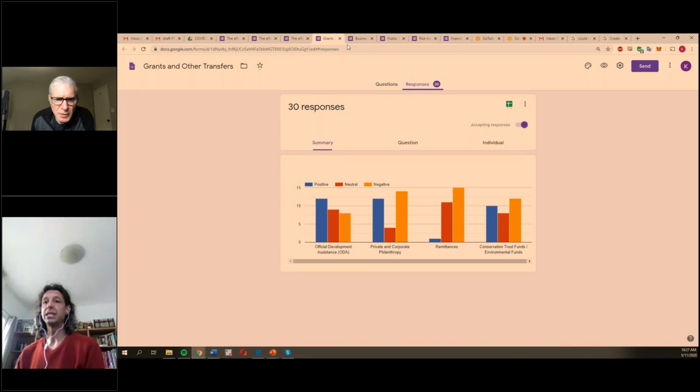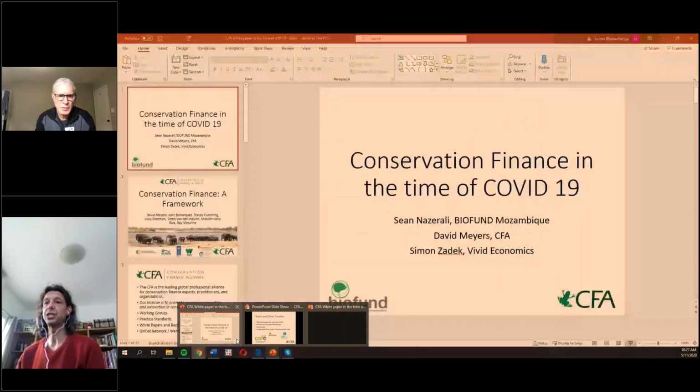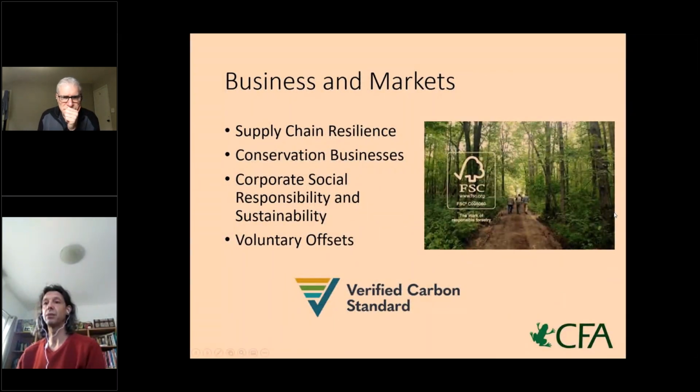The last couple of mechanisms then, we've just got a couple of categories. We've got businesses and markets. Businesses, particularly, we're looking at supply chain resilience and conservation businesses. Voluntary standards such as the Verified Carbon Standard.